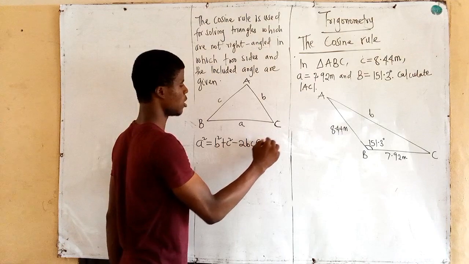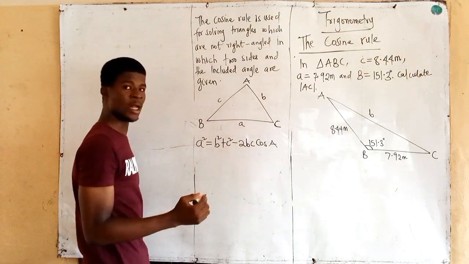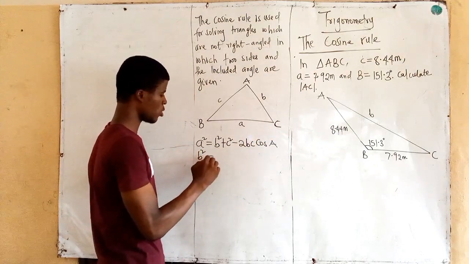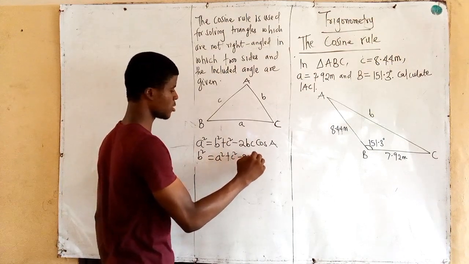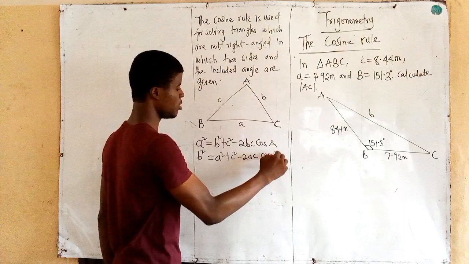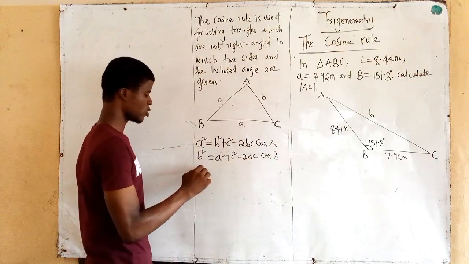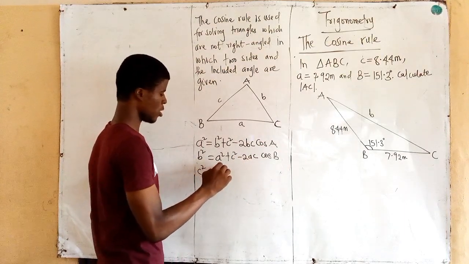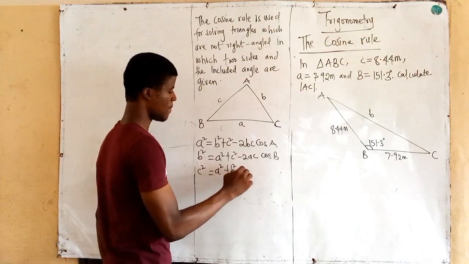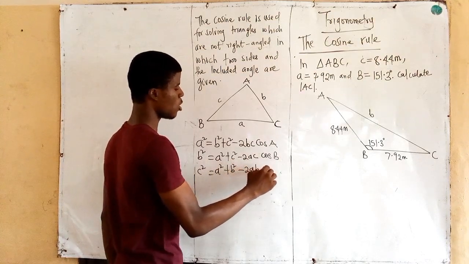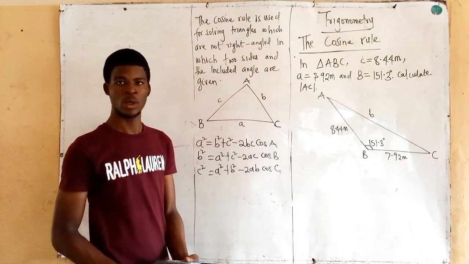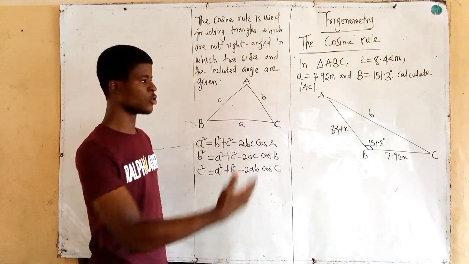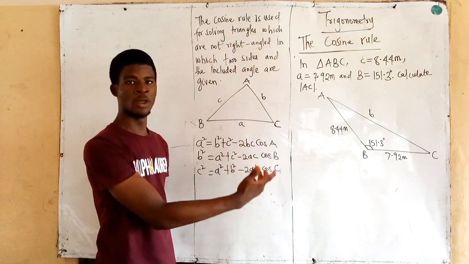2bc cos A. Similarly, b squared is equal to a squared plus c squared minus 2ac cos B, and c squared is equal to a squared plus b squared minus 2ab cos C. So this is the cosine rule. This rule will be applied to solve this very question that I have on the board.